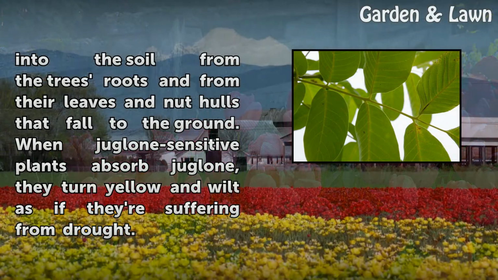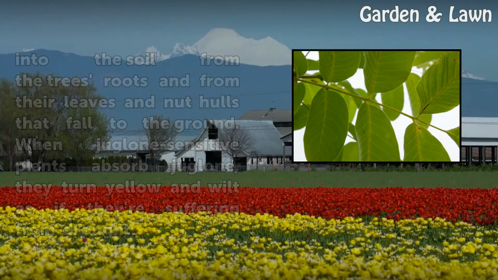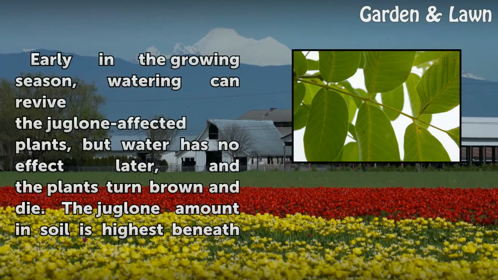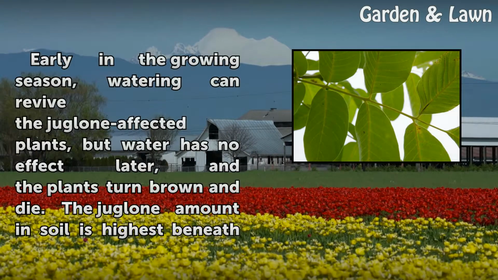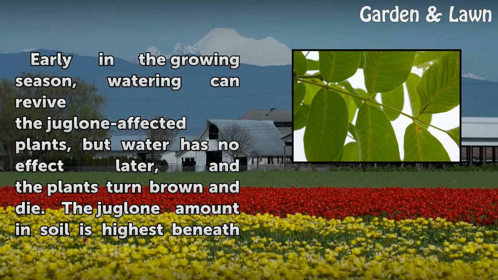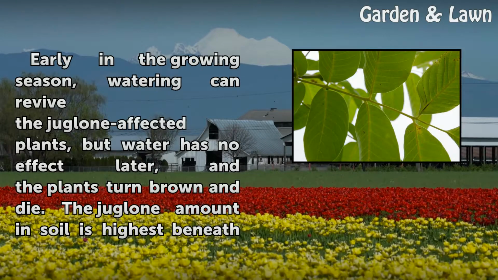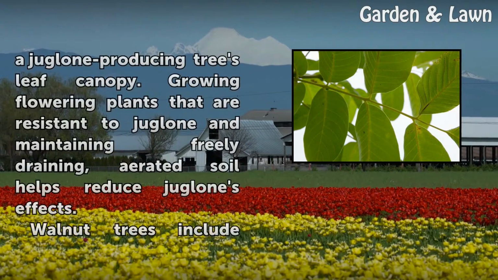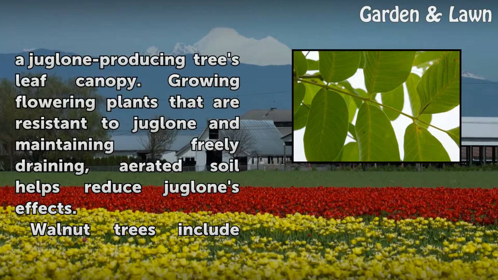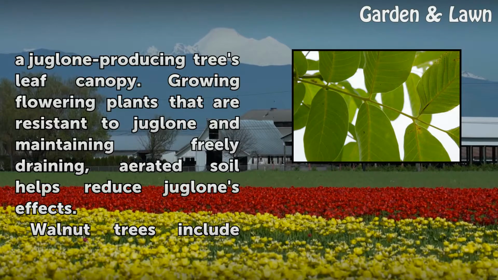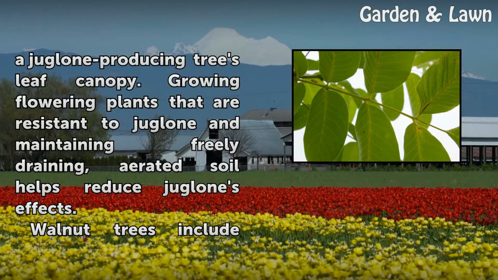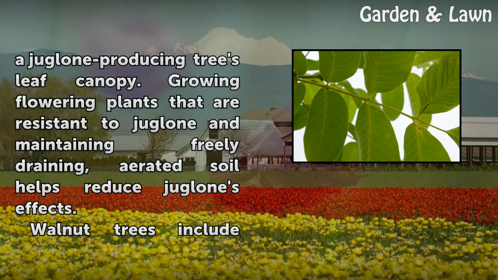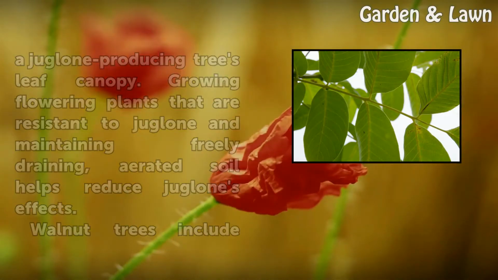When juglone-sensitive plants absorb juglone, they turn yellow and wilt as if they're suffering from drought. Early in the growing season, watering can revive the juglone-affected plants, but water has no effect later, and the plants turn brown and die. The juglone amount in soil is highest beneath a juglone-producing tree's leaf canopy. Growing flowering plants that are resistant to juglone and maintaining freely draining, aerated soil helps reduce juglone's effects.